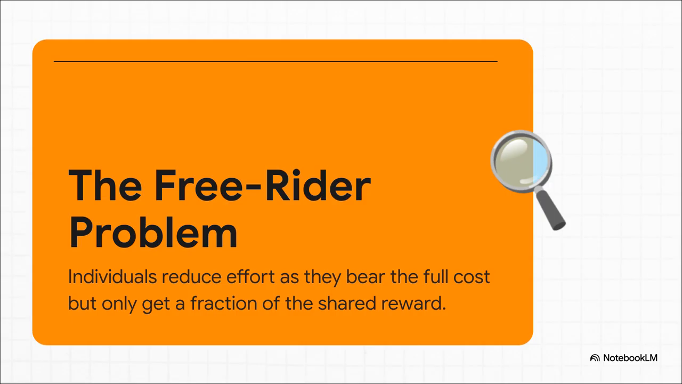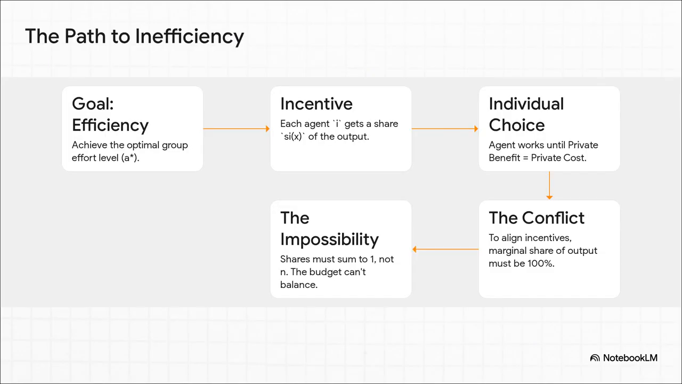Let's see how this actually works with some math. Okay, this slide is really the core of Holmstrom's Theorem 1. So check it out. Step 1, that's the dream, right? The perfect, most efficient outcome. But the problem is in step 3. People make choices based on their private benefit.